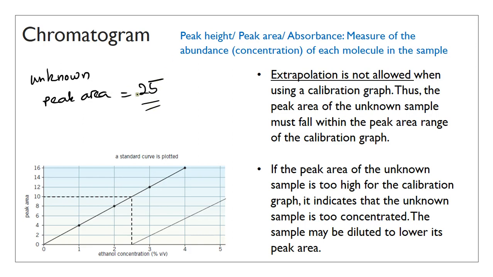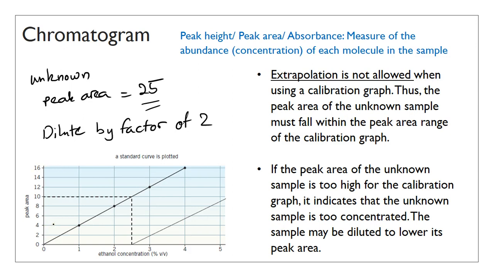So let's say this is the unknown peak area. What I'm going to do is dilute it by a factor of 2. So you basically, say for example, take 1 ml of the sample and then add some deionized water, so that the final volume is now 2. So you dilute it by a factor of 2. And if you do that, then hopefully, and it may not be exactly 12.5, you should be able to bring the peak area down to within the range of the calibration graph.